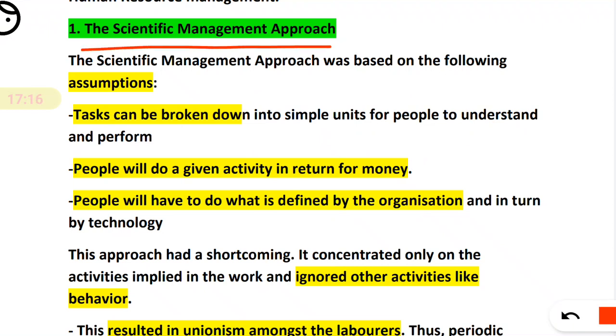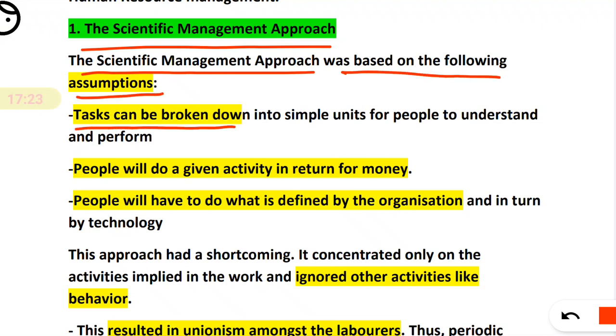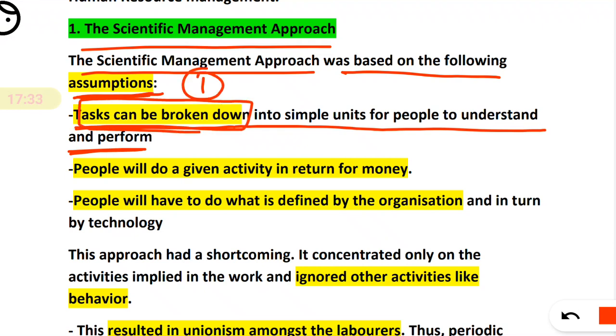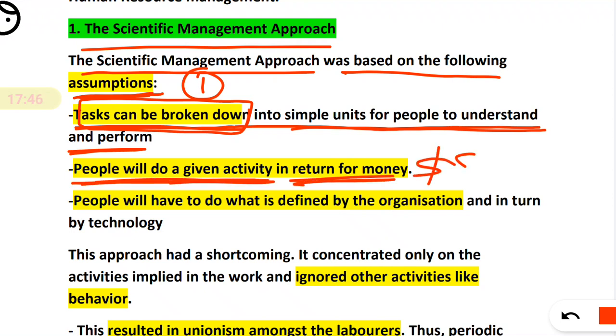So friends, see, the scientific management approach was based on the following assumptions. First, tasks can be broken down into simple units for people to understand and perform. What is the first assumption? That the work should be broken down into simple units so that people can understand and perform. Second assumption, that people will do a given work or activity only for the purpose of money. That is the second assumption.